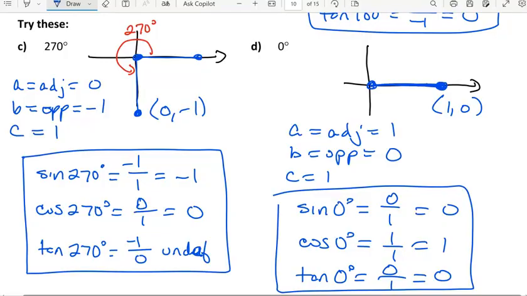For 0 degrees, it's important to recognize that there's no rotation, and therefore initial side and terminal side are concurrent. So the endpoint is 1, 0, which gives us an adjacent of 1 and an opposite of 0, and then our hypotenuse is again 1. So hopefully you found values of 0, 1, and 0 for those three trig functions.